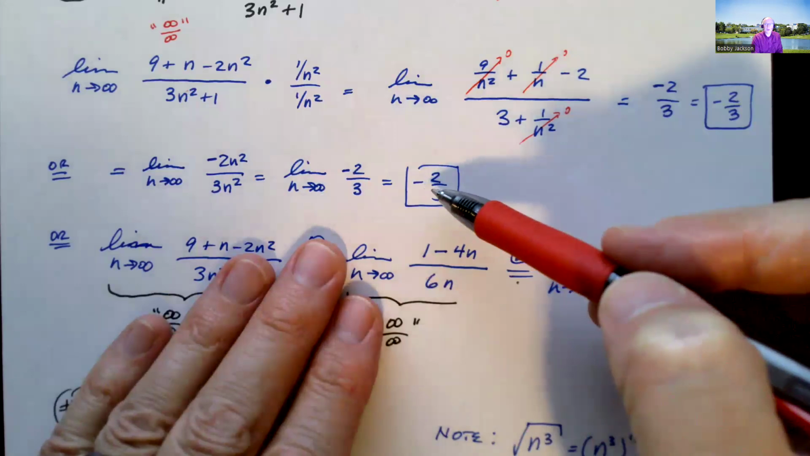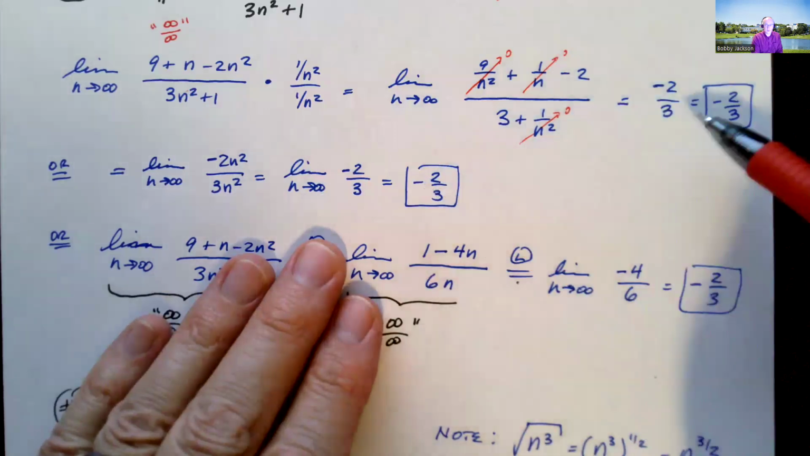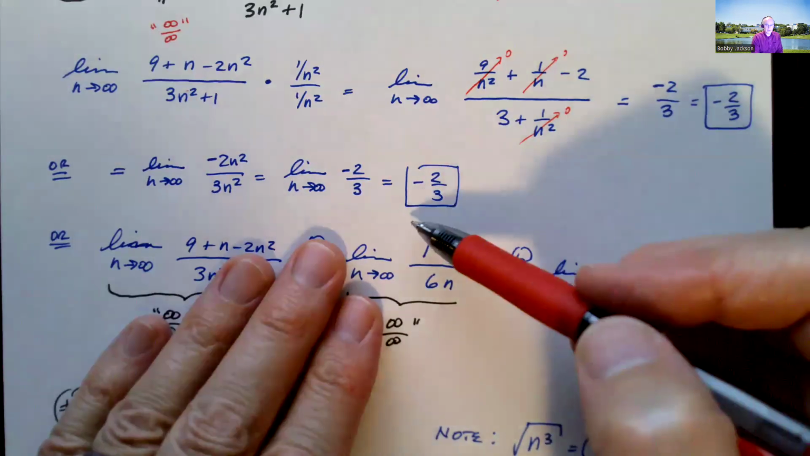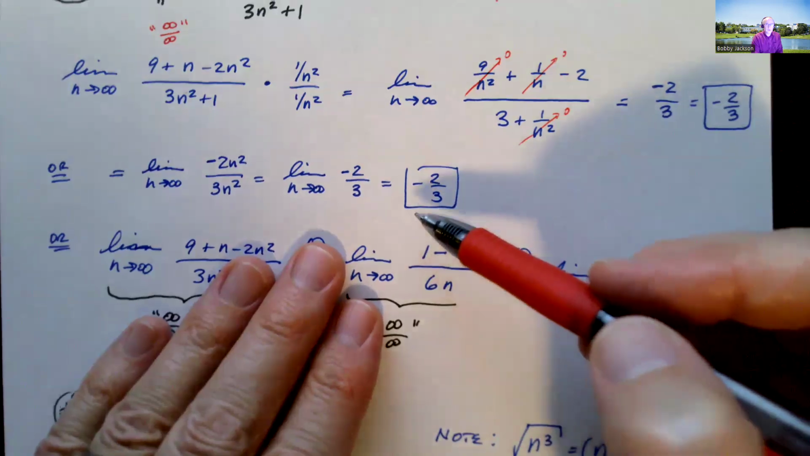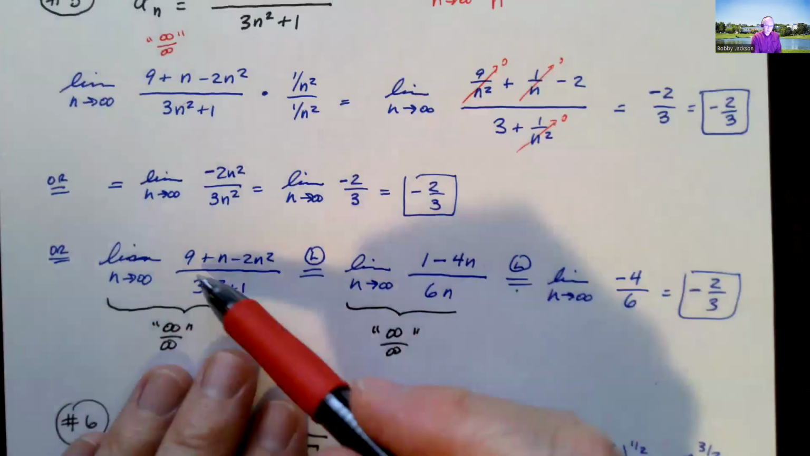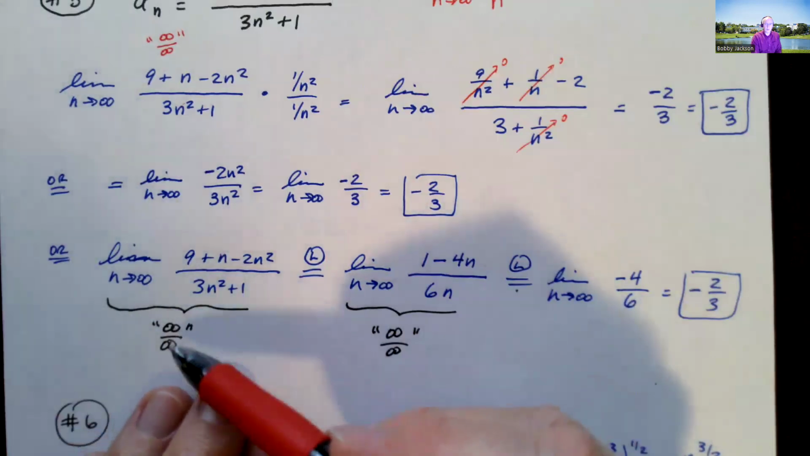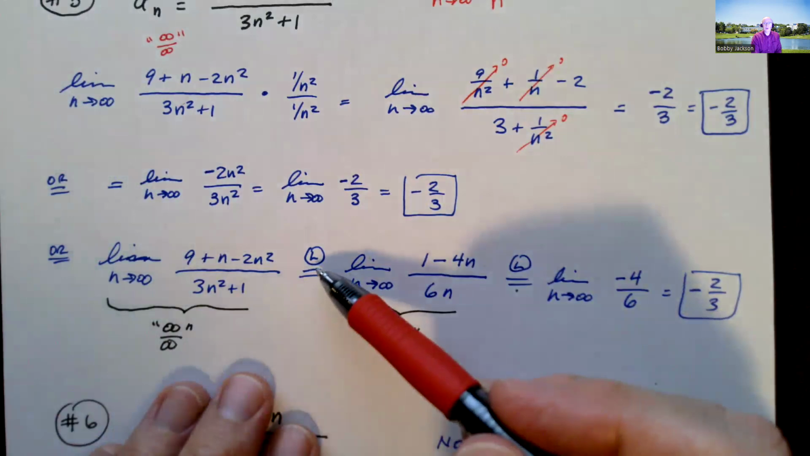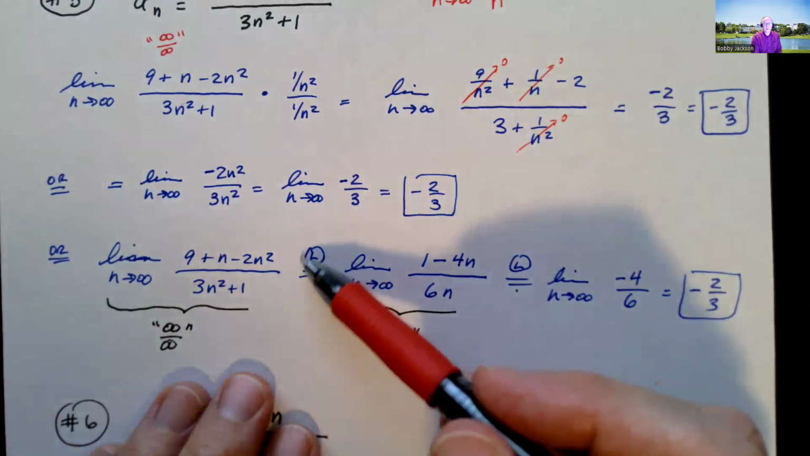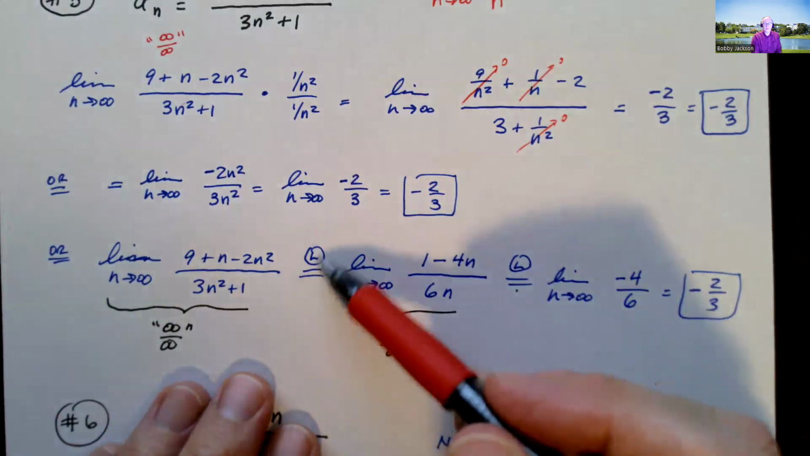And now the limit of a constant is just negative 2/3. Of course, we get the same result. So either way you do it, you can use that. Or if we think about them again as being functions of real numbers passing through the points of the sequence, this form infinity over infinity, remember we can use L'Hopital's rule. And I'm going to use the L for L'Hopital.